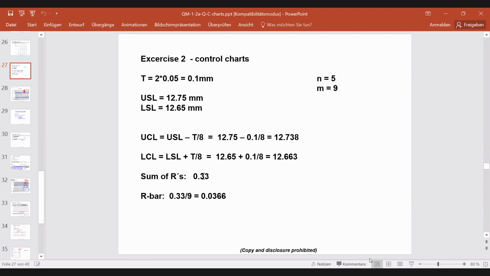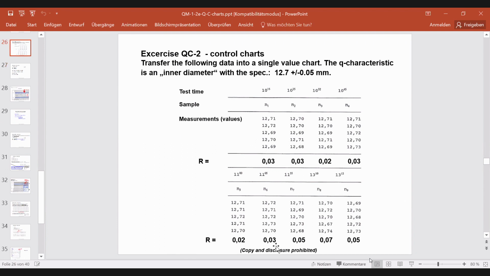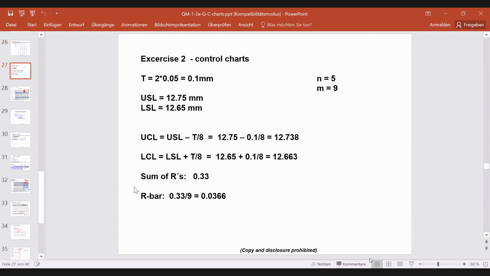The sum of the ranges: if you take all these sample ranges in this example and divide it by 9, then you get R bar. This is the middle, the mean of the ranges here.